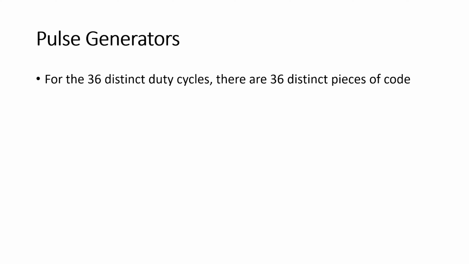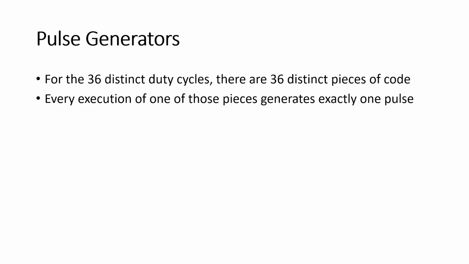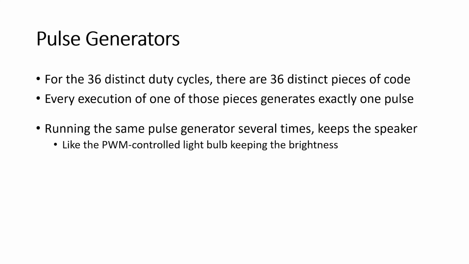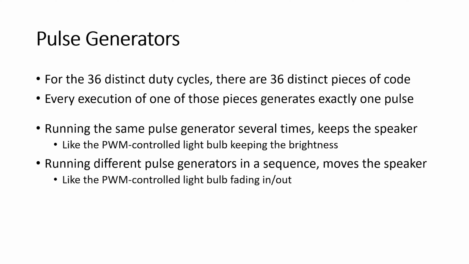Using machine cycles as clock rate requires that for the 36 distinct duty cycles, there are 36 distinct pieces of code. Every execution of one of those pieces generates exactly one pulse. Running the same pulse generator several times keeps the speaker in a certain position somewhere between low and high, just like a pulse width modulated controlled light bulb keeps its brightness. Running different pulse generators in a sequence moves the speaker, just like a pulse width modulated controlled light bulb would fade in or fade out.